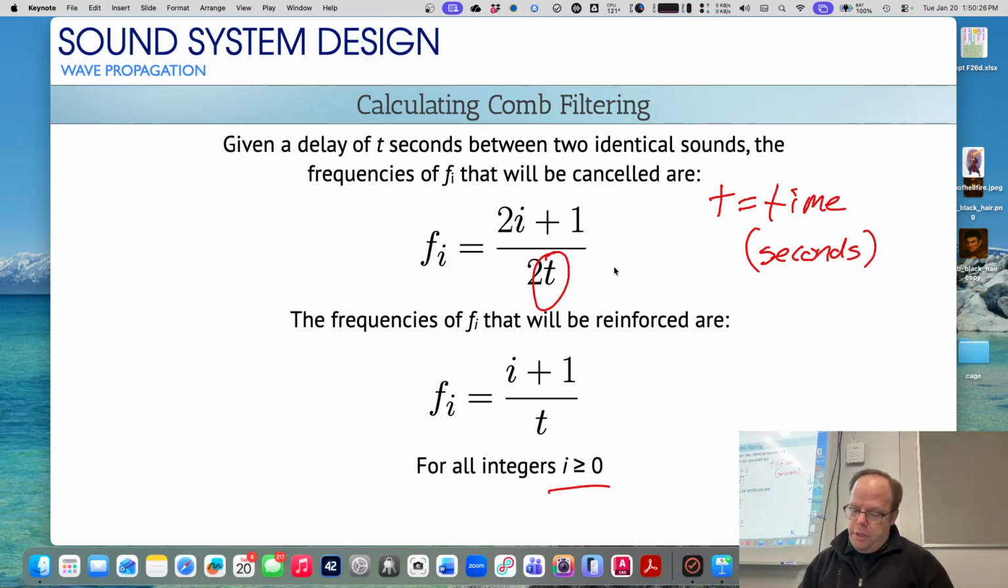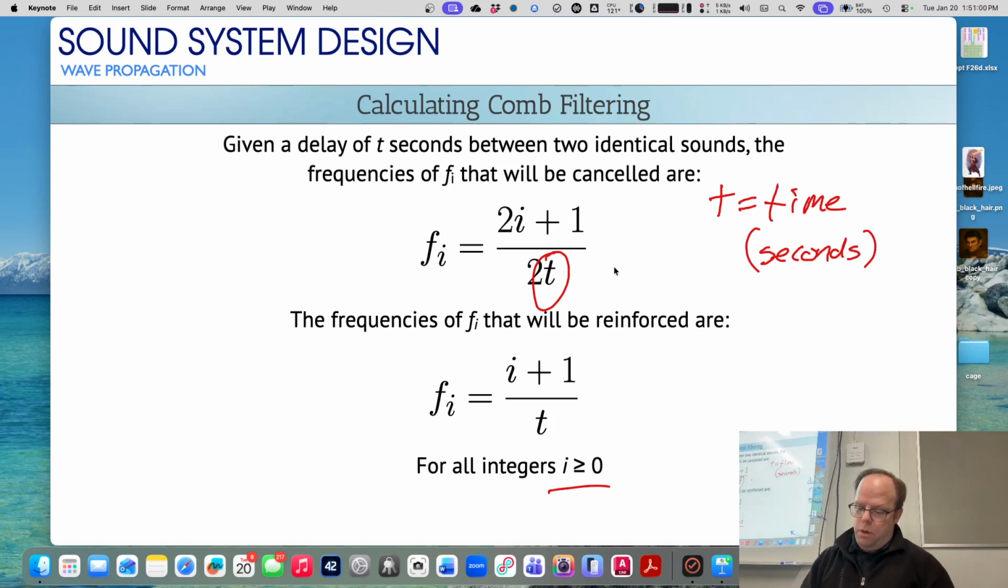And so if you wanted to figure out which frequencies would be canceled, you just go through those I values. So this Fi, F stands for frequency. So frequency 0 that gets canceled out would be 2 times 0 plus 1 divided by 2 times the amount of delay in seconds. And you would get the cancellation. Then you go to 1 for I, and you do 2 times 1 plus 1 divided by 2 times the delay time, and you get the second cancellation, so on and so forth.